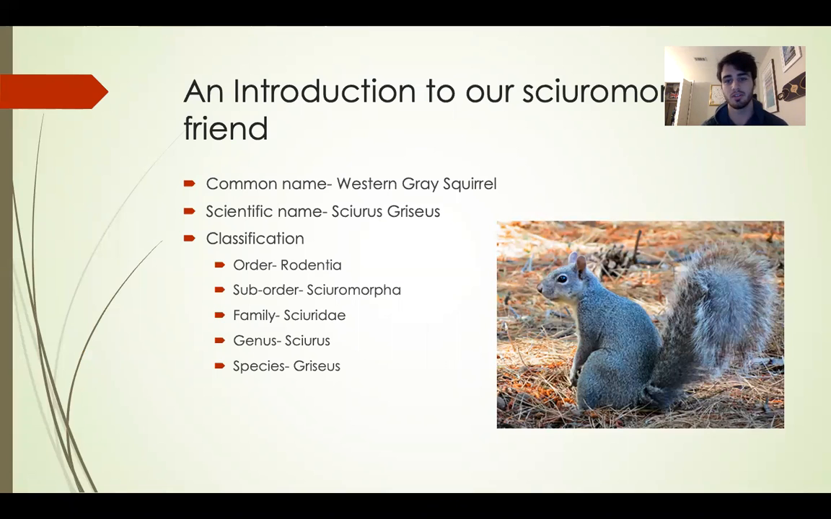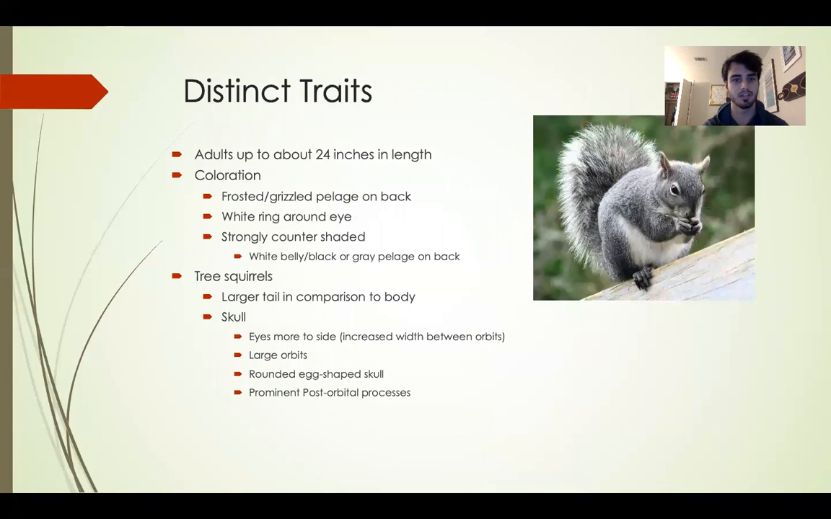So, an introduction to our sciuromorphic friend. Obviously the common name, as I just said, is the western gray squirrel, scientific name, again, Sciurus griseus. Breaking down the classification, we have order Rodentia, suborder Sciuromorpha, which is based off the infraorbital form and shape and orientation. Going down farther, we have family Sciuridae, genus Sciurus, and then species griseus. And obviously here's an image of him there. He should look a bit familiar to you.